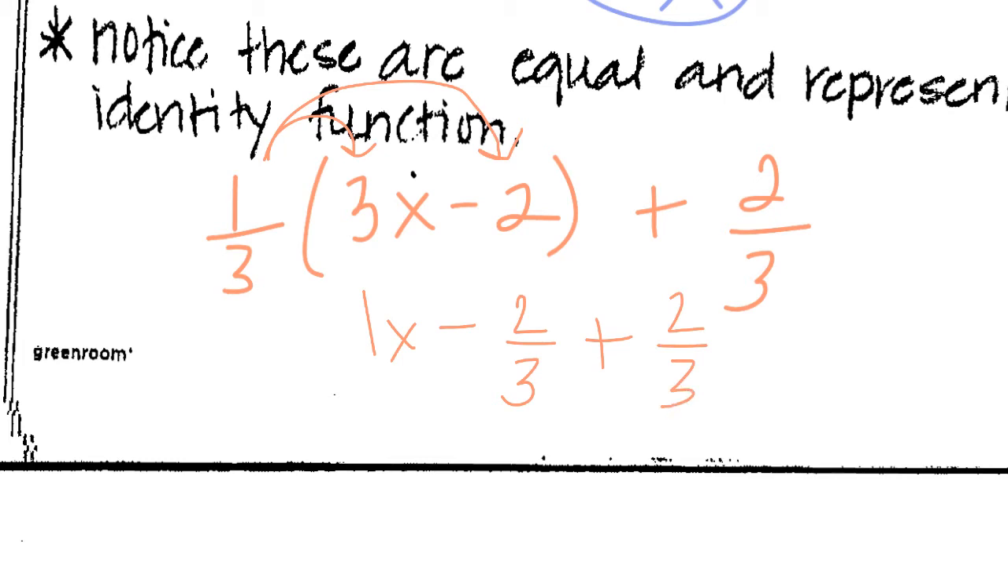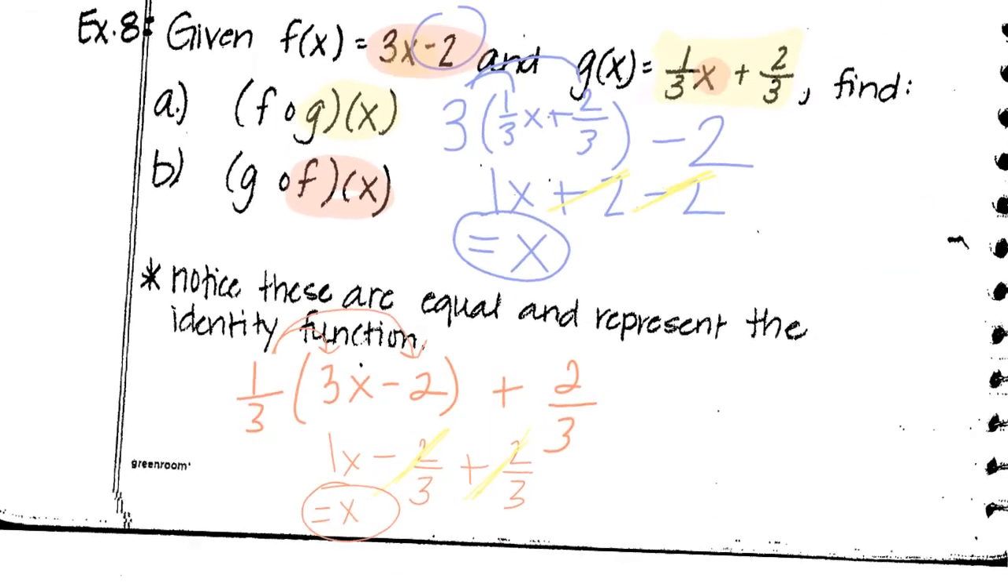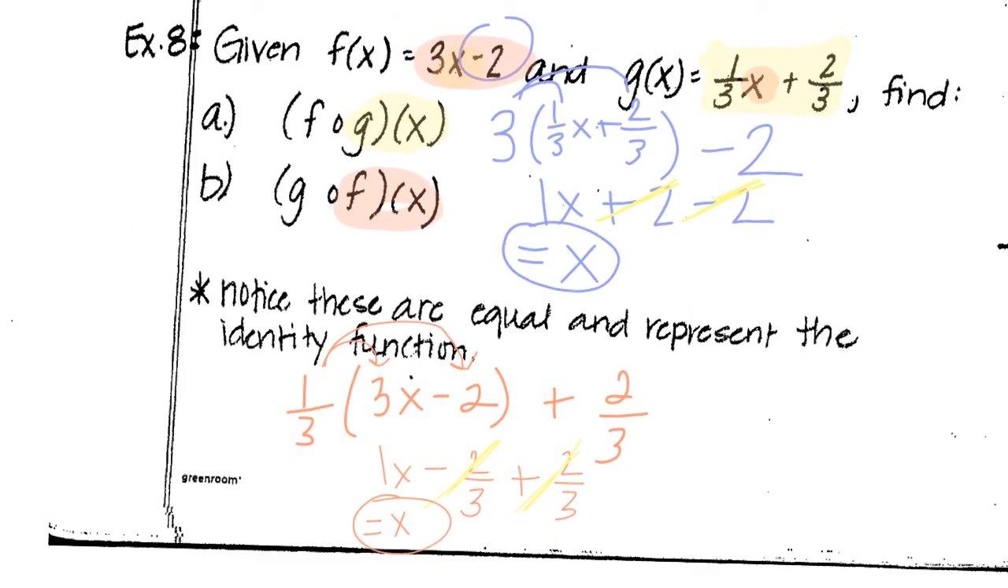And what do you guys notice again? It cancels out to be negative 2/3 and positive 2/3. Those cancel out, and my answer again is just x. So conveniently, notice if they are inverse functions, we call them, I'll just highlight it right here. It says, notice these are equal and represent the identity function.